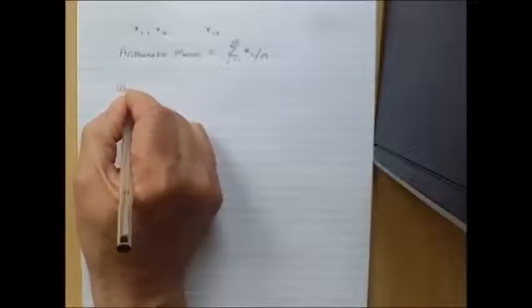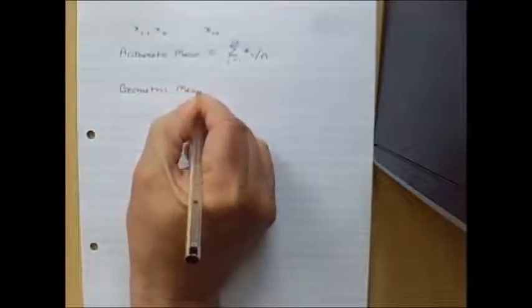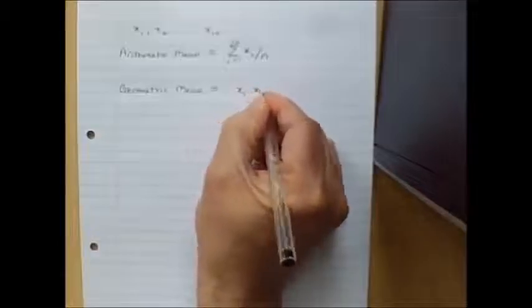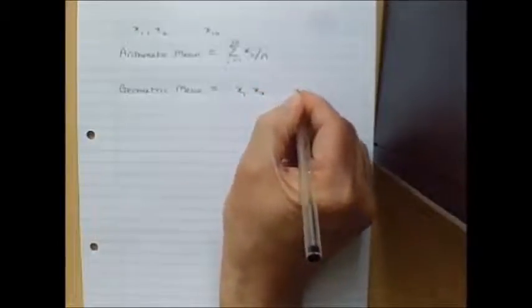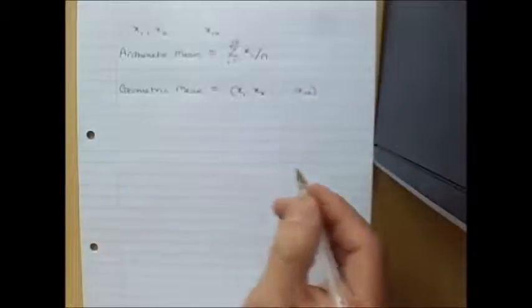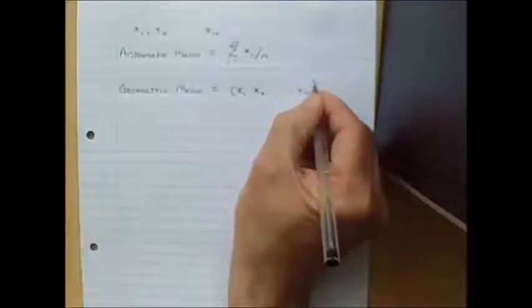The next sample statistic we wish to calculate is the geometric mean. To do that, we take the product of the observations. So we take x1 multiplied by x2, etc., up to x10, and then we take the 10th root of that expression, and that will give us the geometric mean. So we write the 10th root as that product to the power 1 over 10.